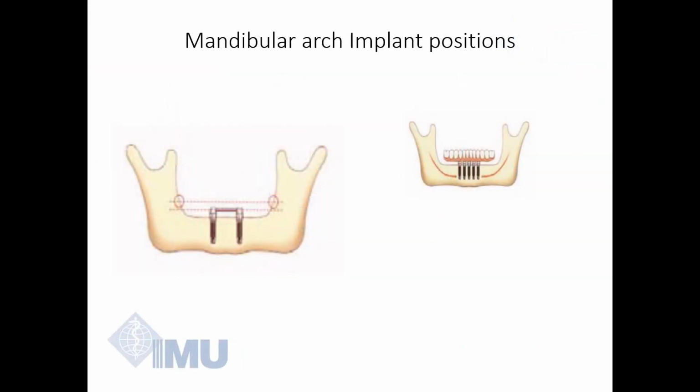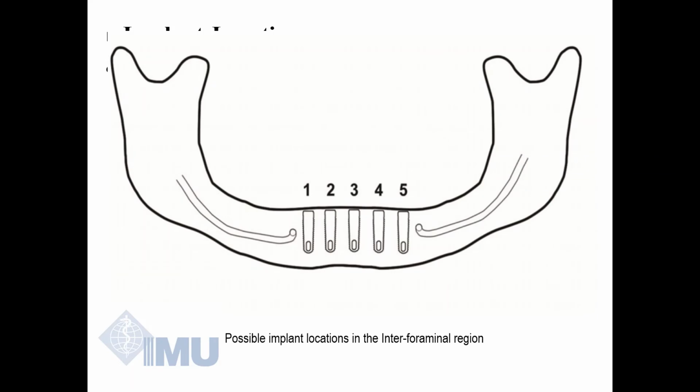When you look at the number of implants in the mandibular arch, whether it's one, two, three, or four, usually all implants are placed in the interforaminal region, right? From the mental foramen to the left mental foramen. Based on whatever amount of space is available, you can choose whether to use five implants, four implants, three implants, or a single implant as well. So all the options work well.